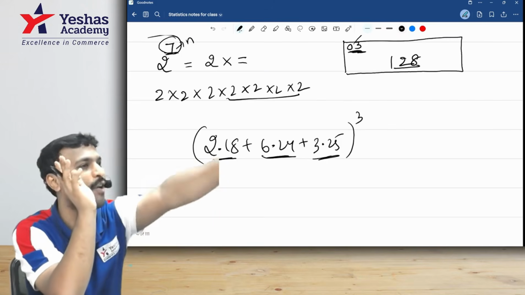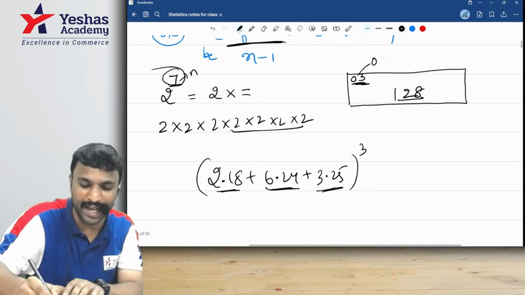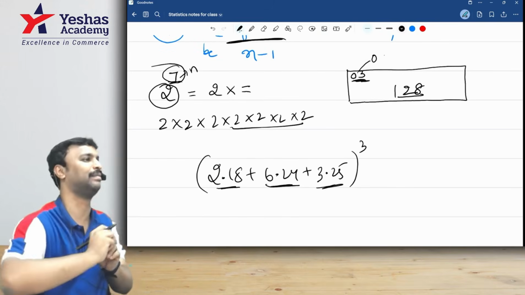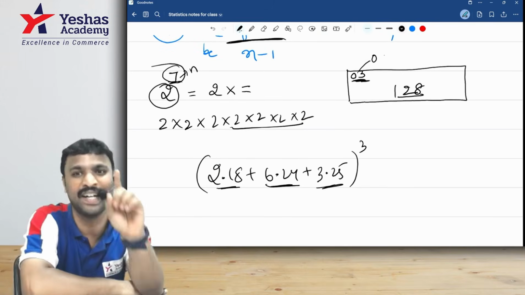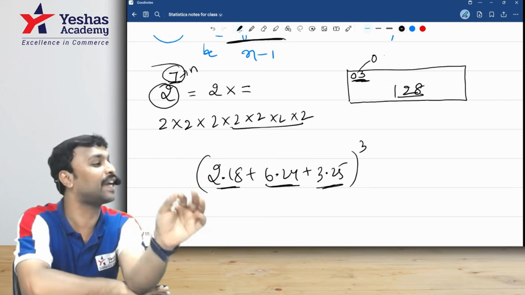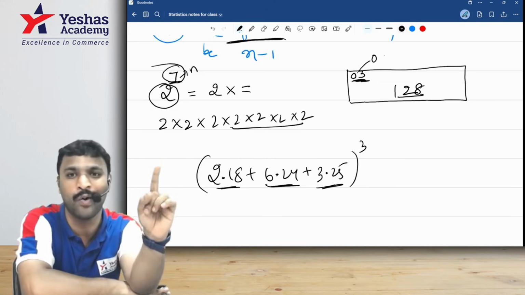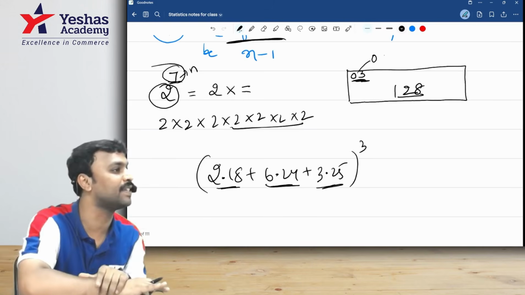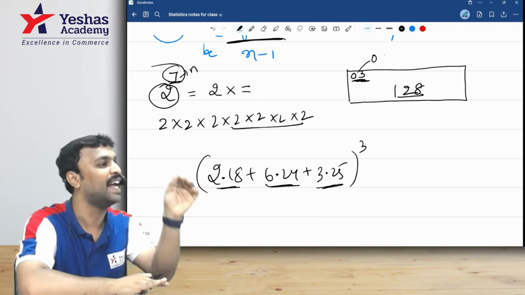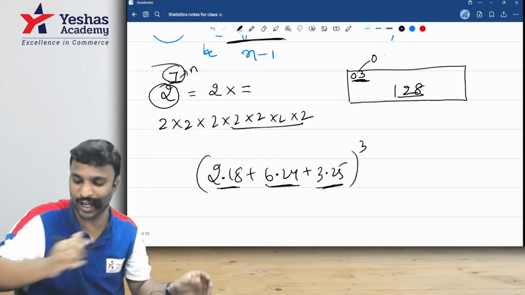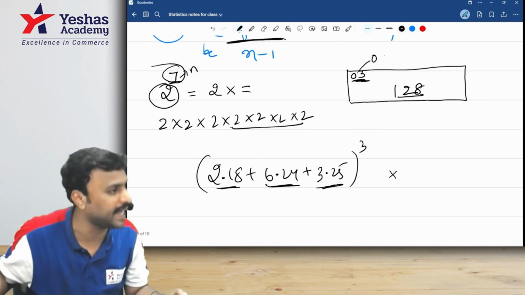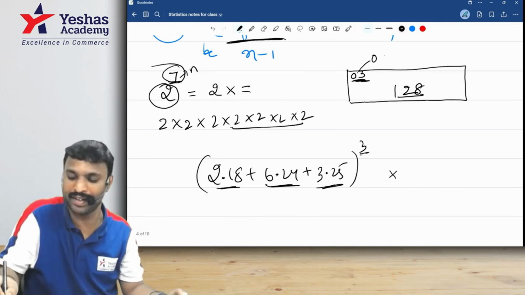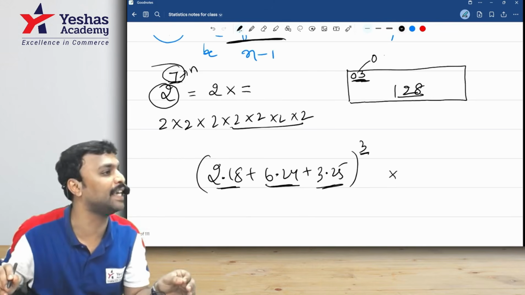You can keep the counter reference only when the base value is only a single number. Only under such conditions can you keep the reference of a counter number. But now, you cannot keep the counter reference. You have to count the number of times you are pressing equal. Look at the power 3. How many times do you have to press the equal to button?